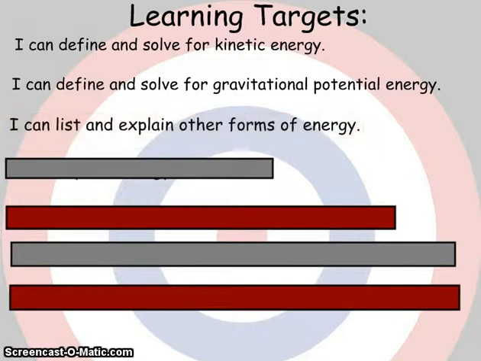I can list and explain other forms of energy. There were 6 other forms that we discussed. The first is thermal energy, which is all kinetic energy due to random motion of particles that make up an object.